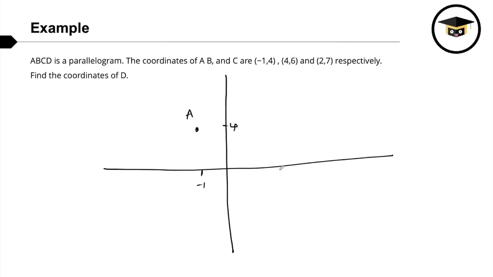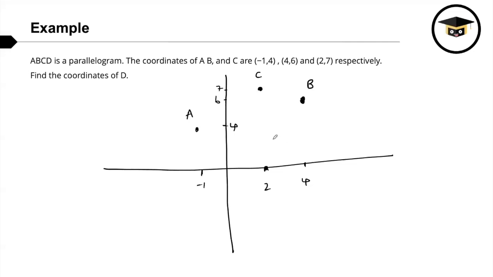Then we have (4, 6). So 4 would be about here, 6 would be about, let's say, here. So that would be (4, 6). Label that B. Then we've got (2, 7). So 2, 7 would be around there, and 7's about there. So right there, that would be C.